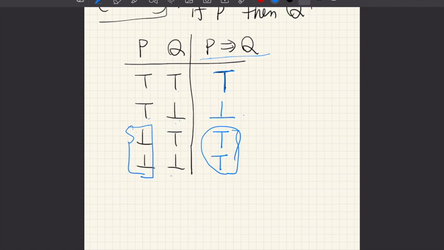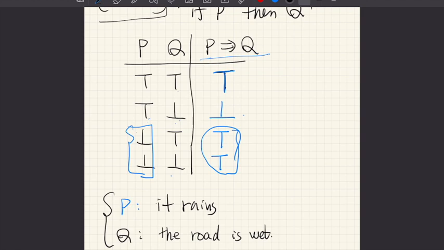For example, can you think of an example? Like, let's say P is, let's use black one, it rains. And Q is the road is wet. So P implies Q can be read like if it rains, then the road is wet.